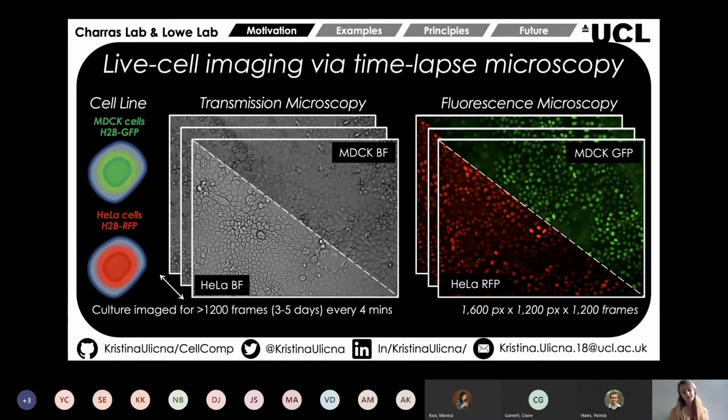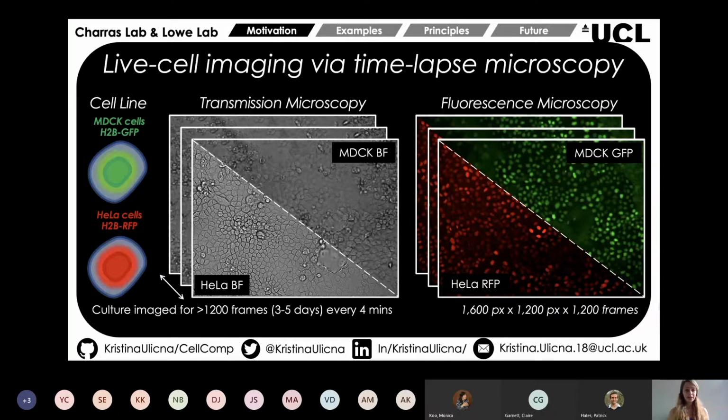What it means is that we have a temporal resolution of 4 minutes of the growth of the cells, and we capture them for a very long time. That can range from 3 to 5 days, which usually comprises more than 1,200 frames. In my time-lapse microscopy, the types of microscopy that I use are transmission microscopy and fluorescence microscopy, as you can see on the slide.